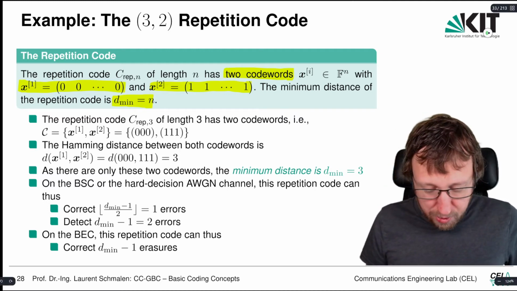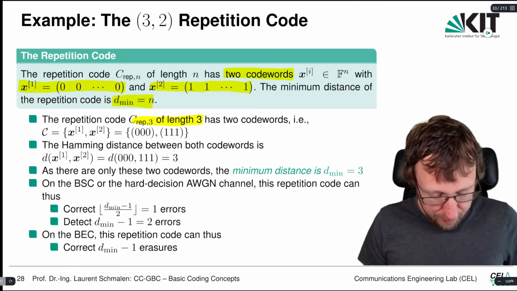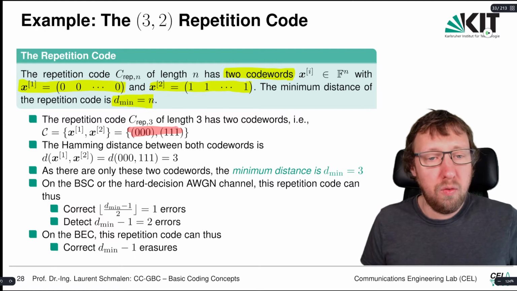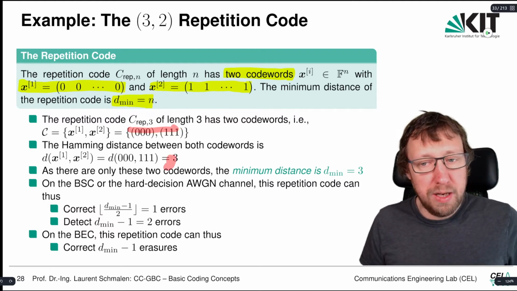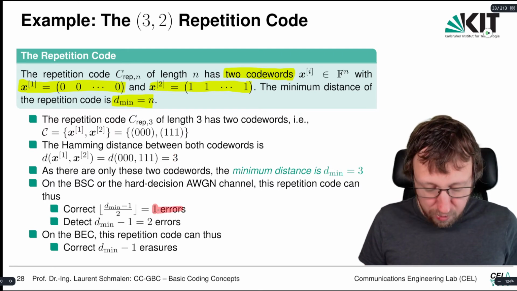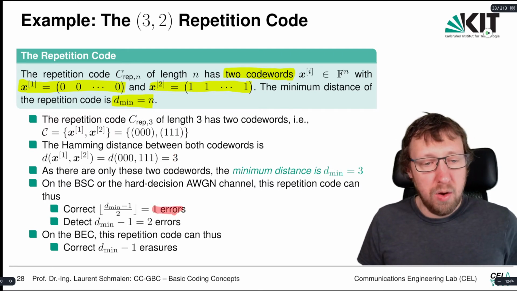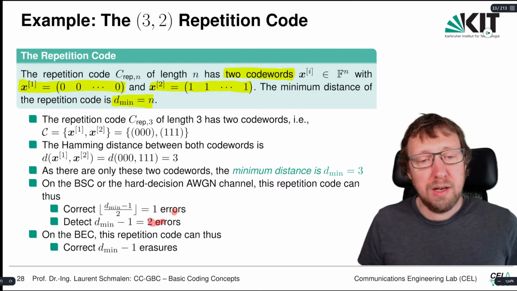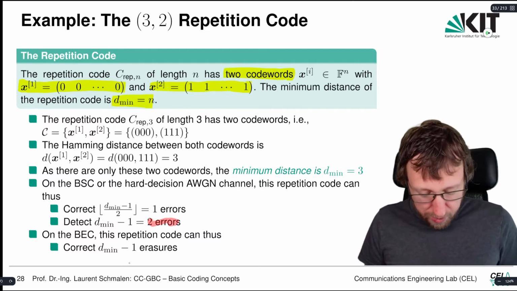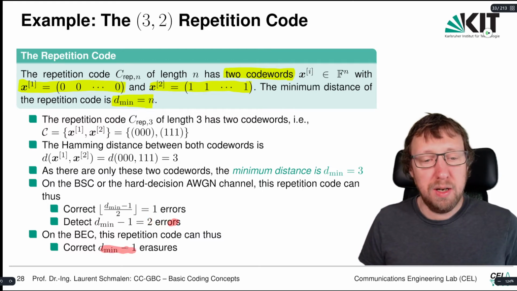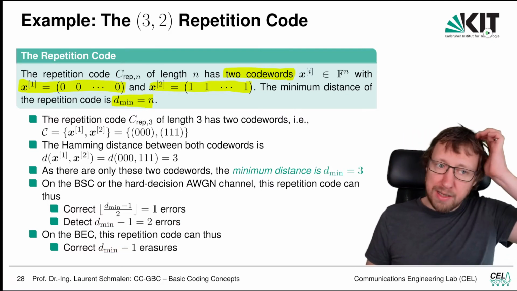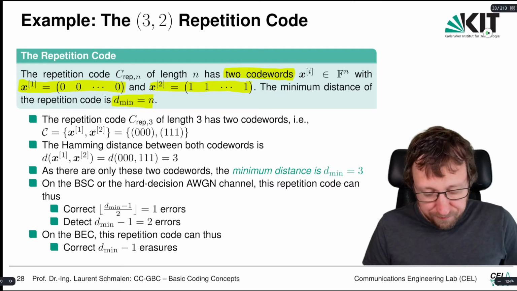We saw the repetition code of length 3, and we saw that it has two code words, 000 and 111. It has a minimum distance of 3. So it means we can correct one error on the binary symmetric channel. We can detect two errors on the binary symmetric channel, or on the binary erasure channel, we can correct d-min minus 1 erasures. This makes sense. So these are equal in the case of the repetition code.